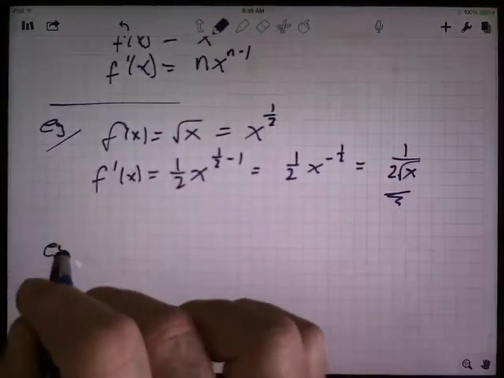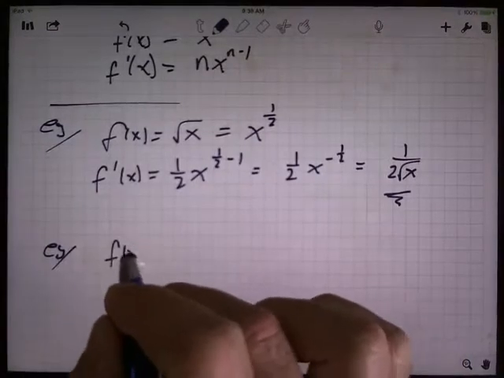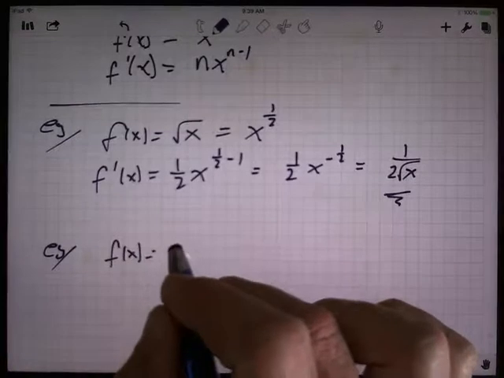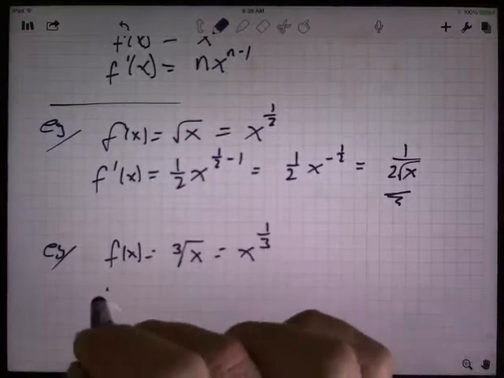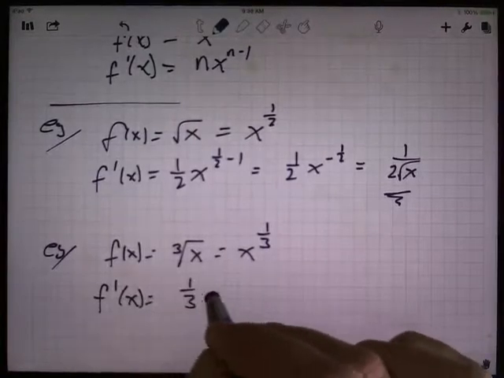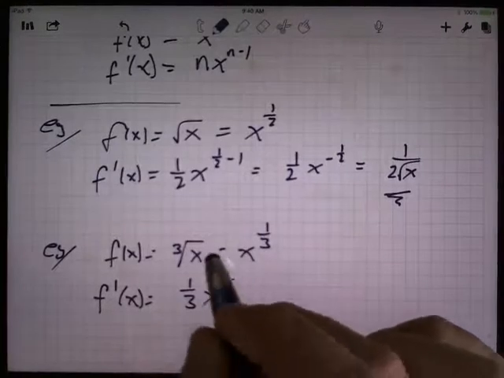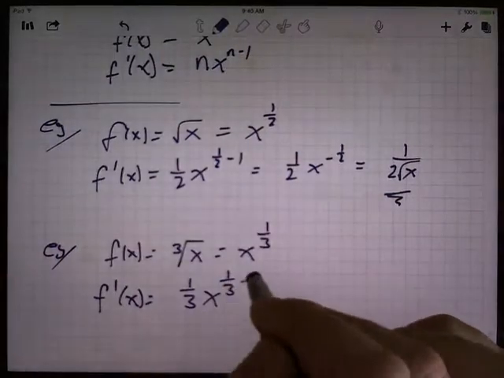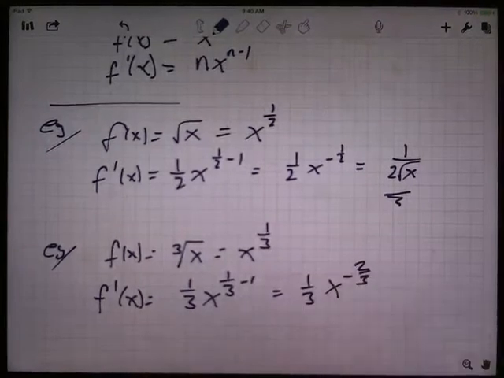Another example, if you've got the cube root of x, that would be x to the 1/3 power. So the derivative is 1/3 x to the, subtract 1 from the exponent, 1/3 minus 1. So this would be 1/3 x to the negative 2/3.